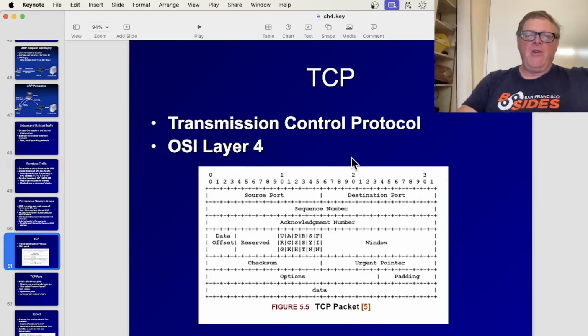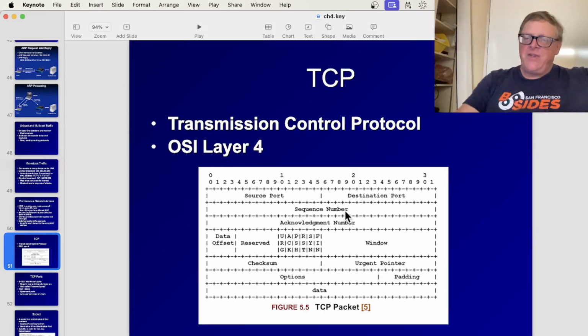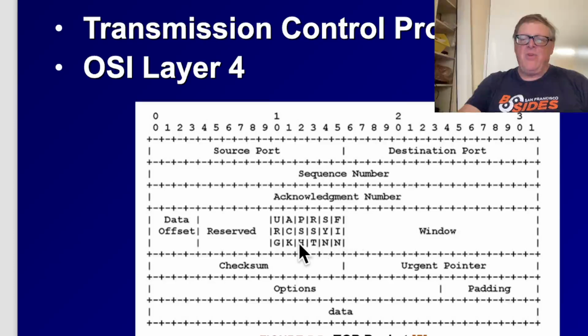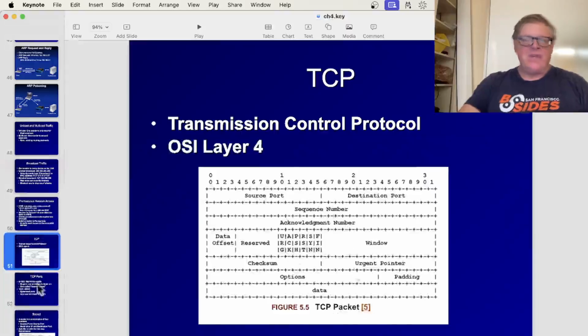So there's OSI layer 4, TCP. You've got the source port, the destination port, the sequence and acknowledgement numbers to label the order of the packets so you can reassemble large blocks of data. And then you've got flags like SYN and ACK and PUSH and such, and various other things there.